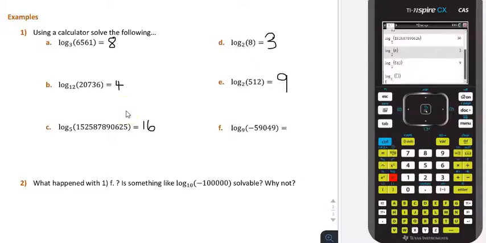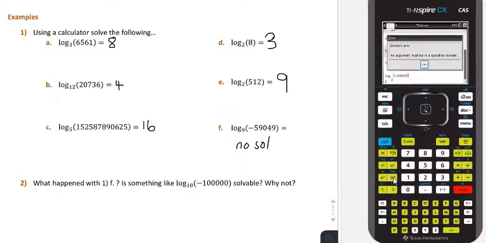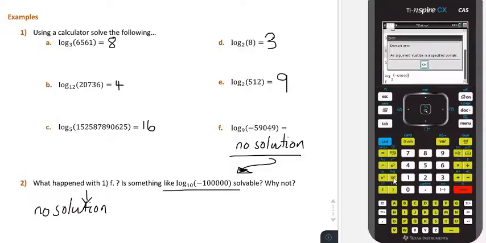Now, in this particular example, I'm up to log 9 of negative 59,049. When I try to solve this, it actually pops up with an error. So I put it in and I get up this domain error. So it's actually telling us that even though this looks like it should be possible, it's actually not. So we'd say that there's no solution to this problem. Now, the next question is referring to this. So what happened? No solution.